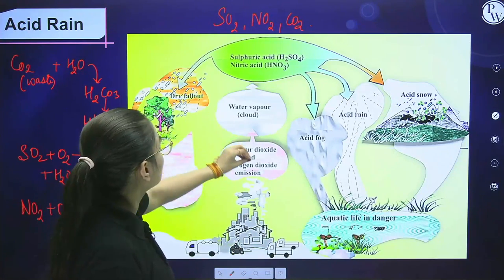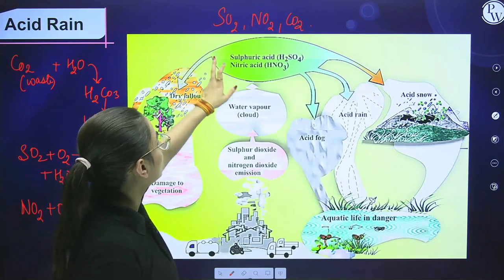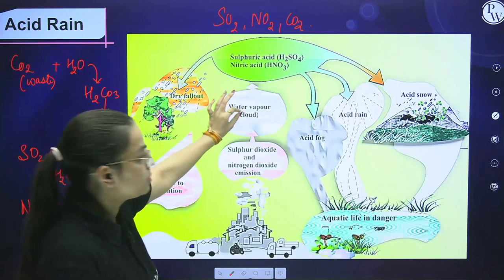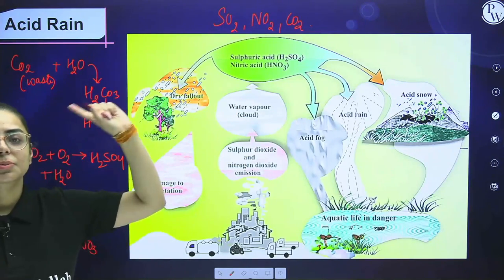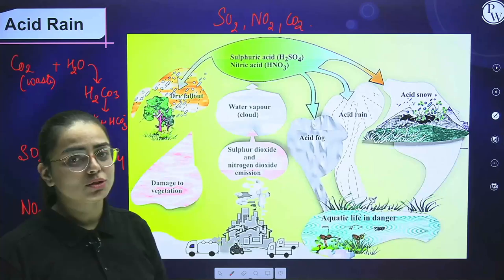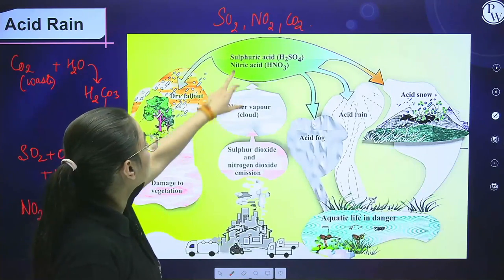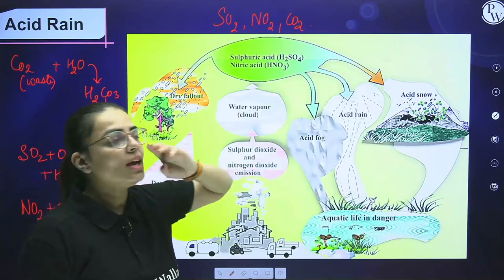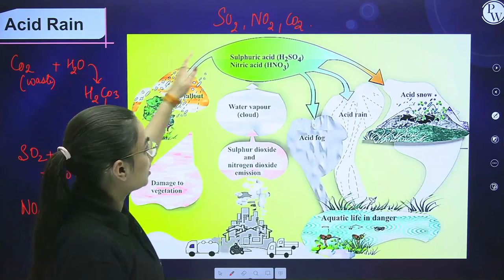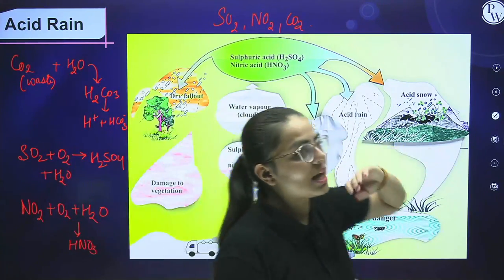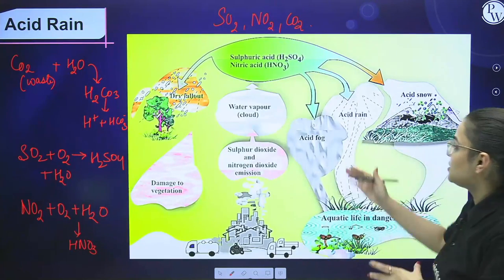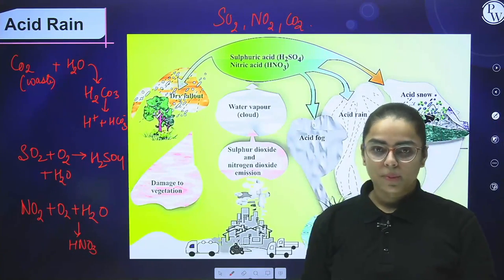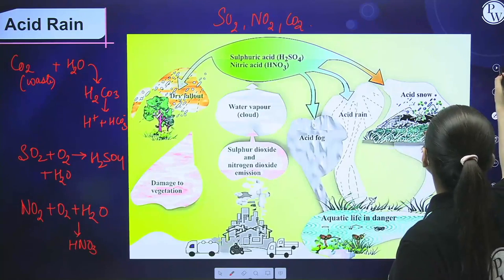Now, what happened in the form of water vapor, they move in the form of a cloud. That means in the presence of the air as well as the presence of water, right? So they react and they form sulfuric acid, that is H2SO4, and nitric acid, that is HNO3. Other than this, H2CO3 is also produced. Now, these are basically responsible for acid rain, acid snow, as well as acid fog. Is it clear to you? Right? Great, students. So this was about acid rain.